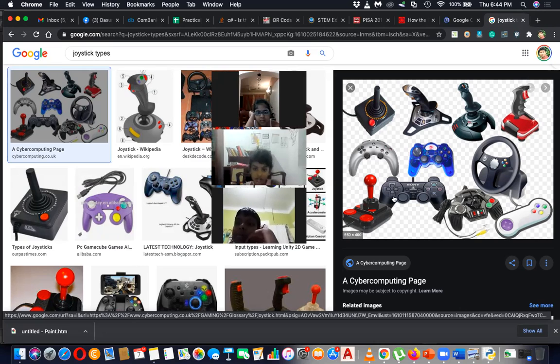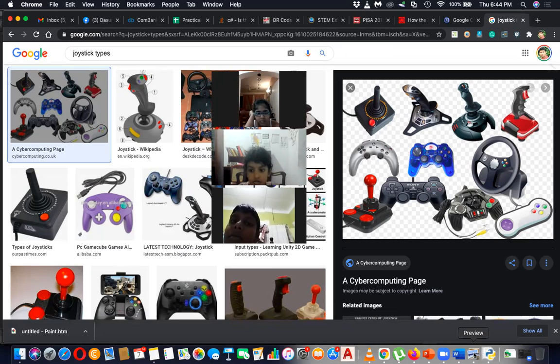This is basically to play games. That's why it's called a joystick. That is also an input device, and it is not there in your book. Joystick.